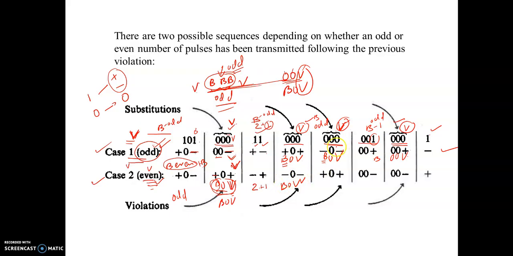Then again you have triple zero. So this is the last violation, and that was the previous violation. Between these you have no ones, so you have to make at least an odd number of B's. So you have to code B0V. Then again you have 0, 0, 1. 0, 0, 1 you code as usual: 0 with no pulse and 1 with bipolar alteration, plus minus.